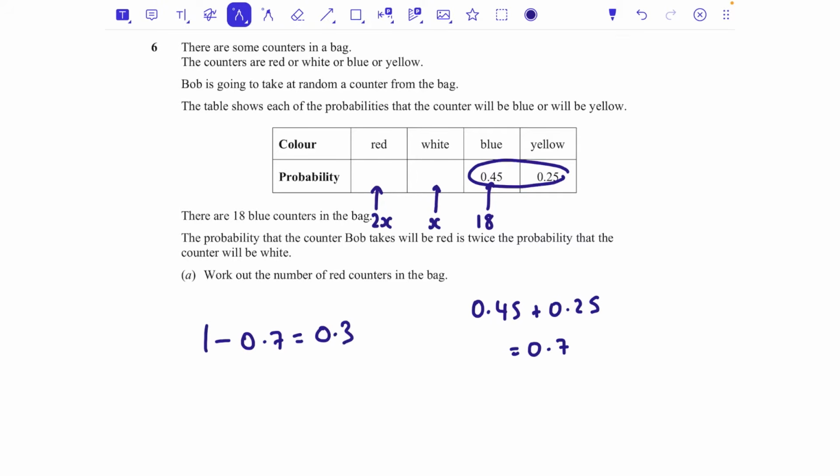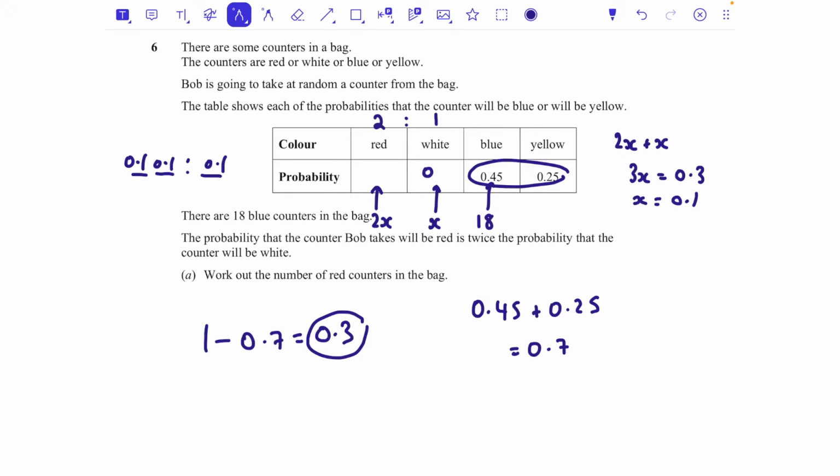So 1 take away 0.7 is 0.3. Now you might prefer to think of this as a ratio. The ratio is 2 to 1. But either way, either 2x add x, so 3x equals 0.3, or you can think of it in the ratio 2 to 1, in which case we're dividing by 3. We're taking this 0.3, dividing it by 3, so 0.1, 0.1, 0.1, and x equals 0.1. So therefore, white is 0.1 and red is 0.2.